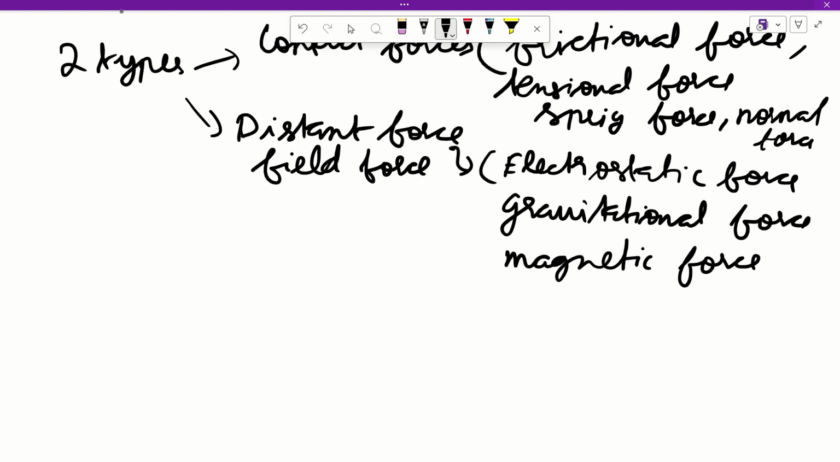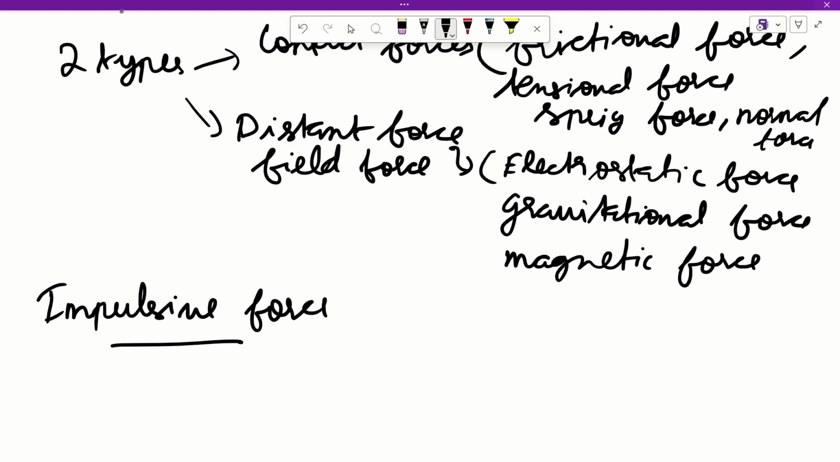The next force we need to know is impulsive force. It is a force which acts on a body for a short interval of time and produces a large change in momentum. Okay, just know its definition.